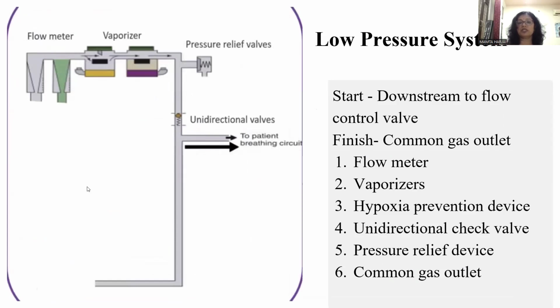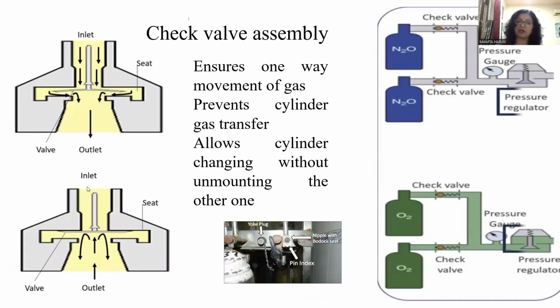Low pressure system is downstream to the flow control valve, and it includes the flow meter and vaporizers till the common gas output. Now, I'll pick up the physical principles of some important parts of the anesthesia machine. I cannot pick up each and every one because of the paucity of time.